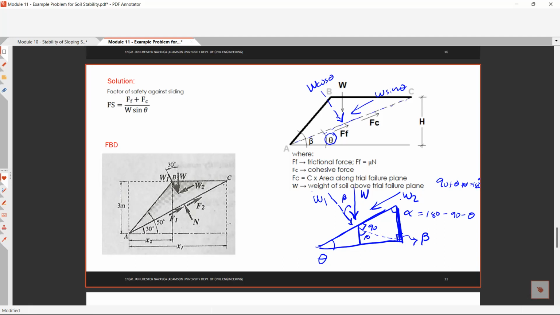Kung beta to, this is W2, pwede mong ilagay yung W2 dito and you now have a force polygon. Ito ay 90 degrees. So yung pagitan ng W1 and W2 is 90 degrees. Okay? So therefore, this W is the hypotenuse side and this W1 is equals to W cosine theta, which is exactly this one. And W2 is equals to W sine theta, which is equals to this one. Okay, so doon na-derive yung mga ganyan.